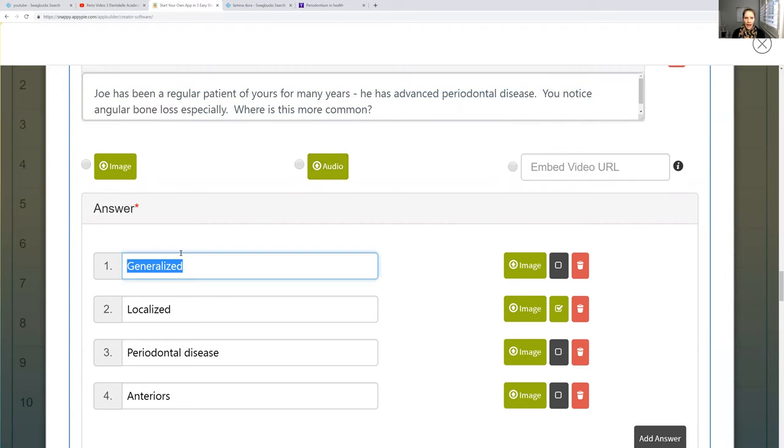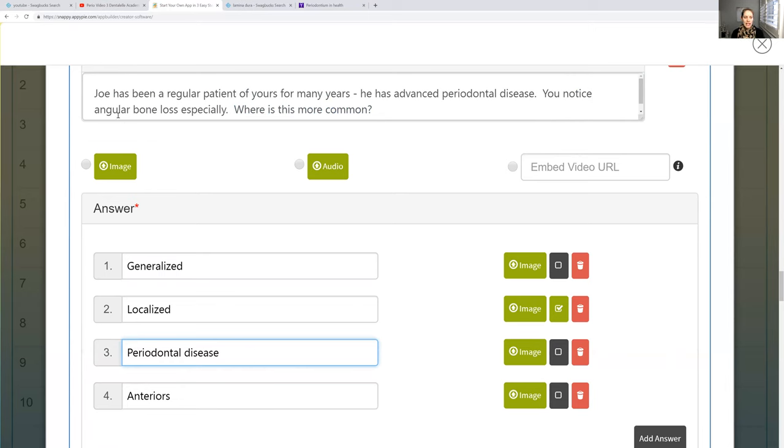So it could not be A, because that's not saying that something's more common. So you know it has to be localized to a certain area. When you look at the next one, localized, well, okay, that might be the right answer, because we know that this has to be localized somewhere, because it's talking about where it is the most common. The next one, periodontal disease. Well, that can't be the right answer because that's not what the question's asking.